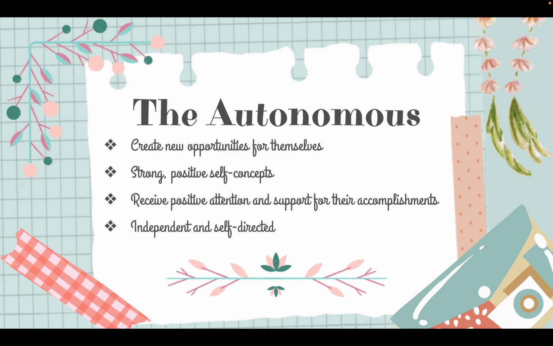The final type we have is the autonomous learner. These students create new opportunities for themselves, have strong, positive self-concepts, receive positive attention and support for their accomplishments, are independent and self-directed. These students feel they can create change in their own lives and in their goals. They do not wait on others to help them change, and they can express their feelings and goals freely and appropriately.